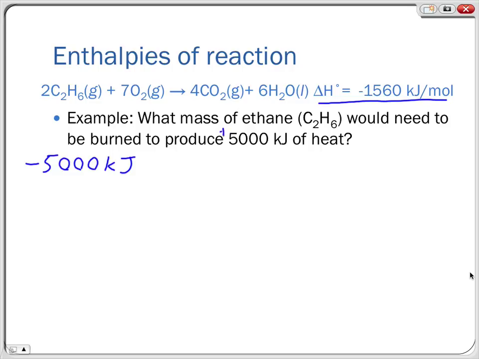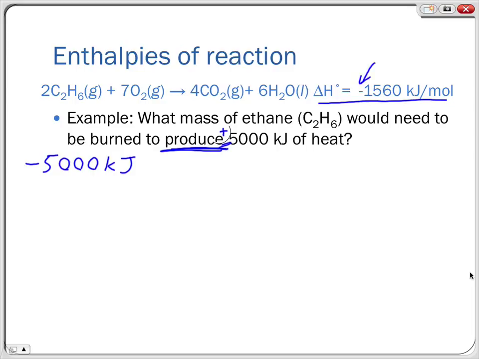Just because it doesn't have a plus or a minus in the problem doesn't mean it's always going to be positive. You have to read through it and see what it says to indicate that. Now, there's another quick indicator that tells you that this is going to be negative, and that's if you look at delta H naught.